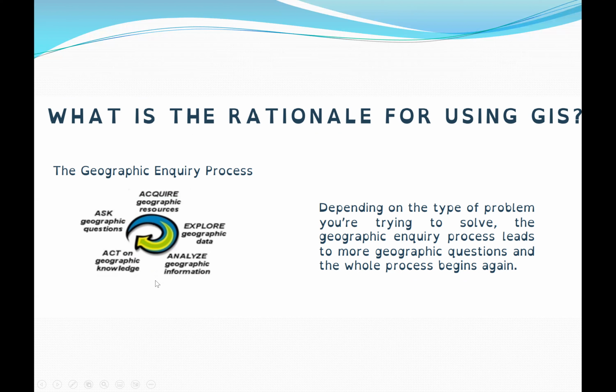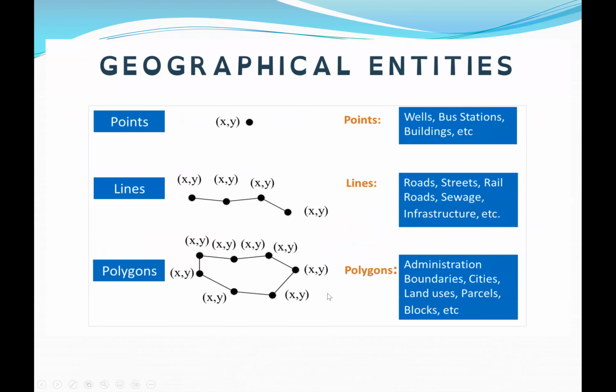Then the decision that we get, we act on it, which in data mining, we may say, we may create a model or clusters of segmentation or association rules, etc. Now, depending on the type of problem you are trying to solve, the geographic inquiry process leads to more geographic questions, and the whole process begins again. Again, with a geographic information system, the data that we are using is always related to a location.